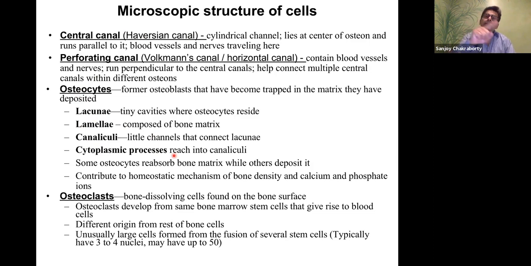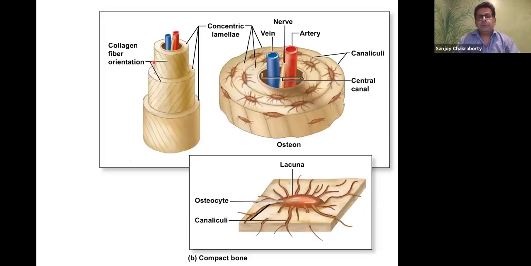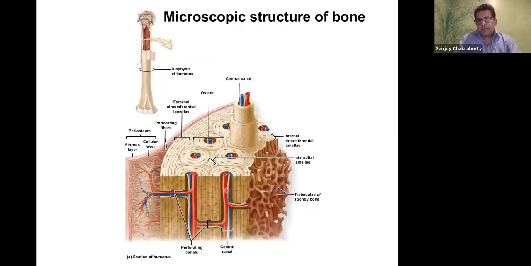Then there is another type of canal. They go this way. The Haversian canal, the central canal, is vertical, and this one goes horizontal. This is called the horizontal canal, or sometimes the perforating or Volkmann canal. Let me give you the example right here. This is the Haversian canal, the center.